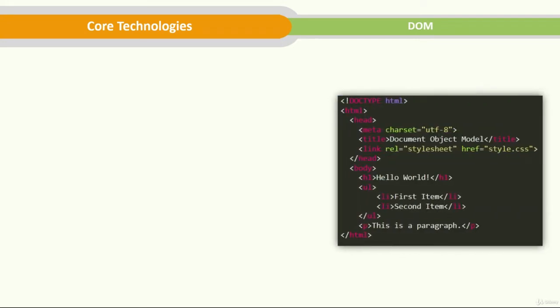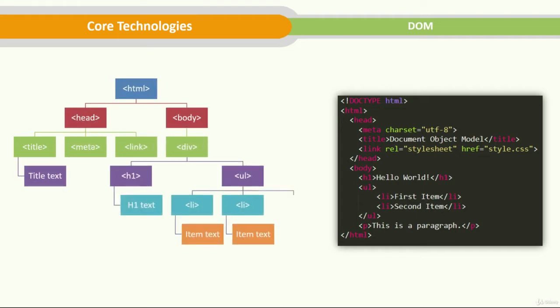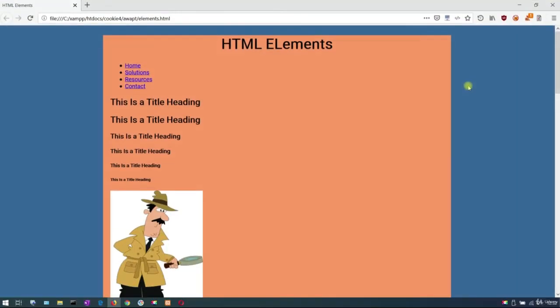So DOM treats HTML elements in a document and the document itself as objects. Then it creates a logical tree for this document. So let's go back to the sample page and view the DOM tree. So here's our sample page. It's pretty simple, and it's displayed like this now.